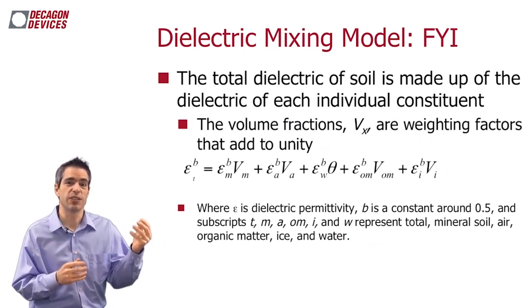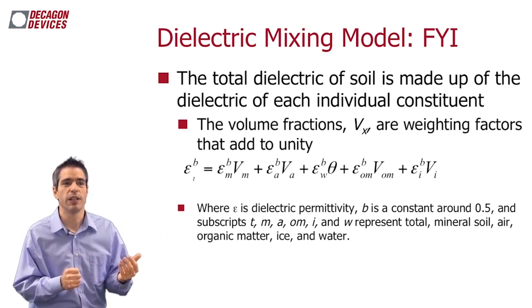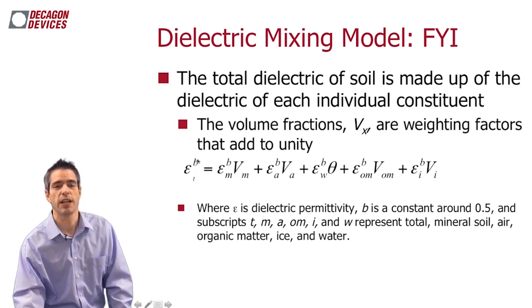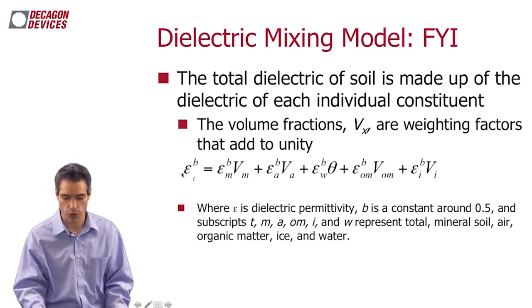But the take-home message is that the total charge storing ability, or in this equation, epsilon sub t to the b power here, is related to the charge storing ability of each constituent times the volume fraction of each constituent. And when we sum all these together, we notice, by the way, that there's theta, the volumetric water content, summing here. When you sum all these things together, we get the total charge storing ability of everything in the soil.